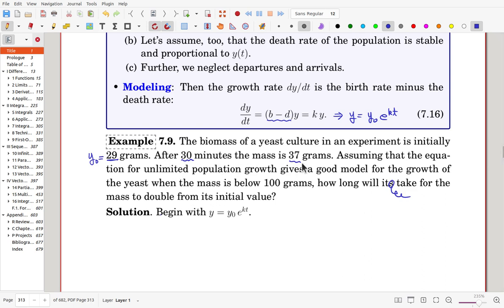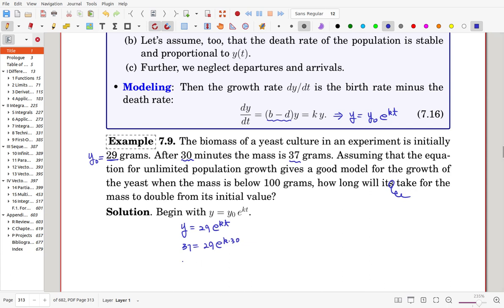After 30 minutes, the mass is 37 grams. The solution is now y equals 29 e to the kt. We have to decide k, so possibly this second line is for k. We can use that. And 30 minutes later, it becomes 37. So 37 equals 29 e to the k times 30, right?